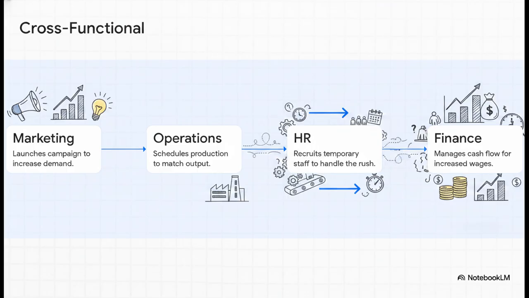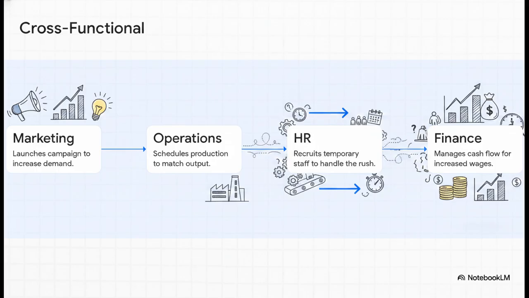Step 1. Marketing successfully launches a massive campaign to increase demand. Fantastic! But wait, Step 2. Operations must immediately step up and adjust production scheduling to match this sudden new output. Step 3. Human resources has to rapidly recruit part-time or temporary staff to handle the incoming rush.